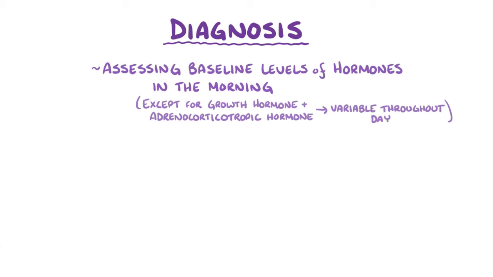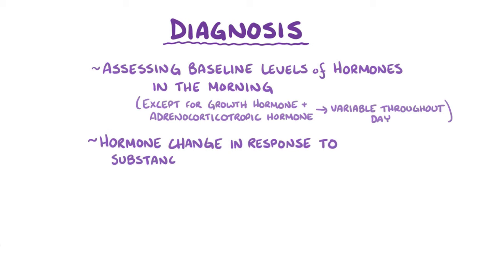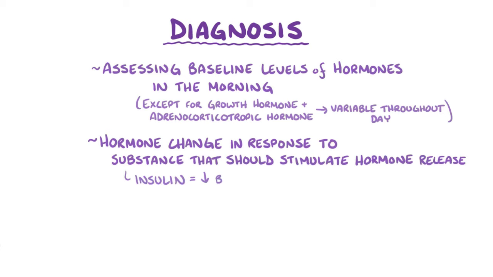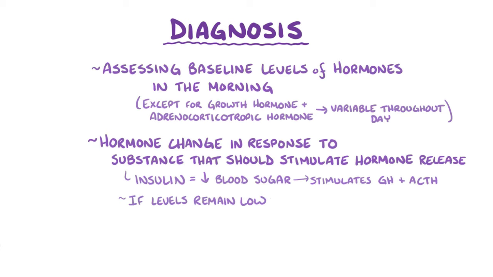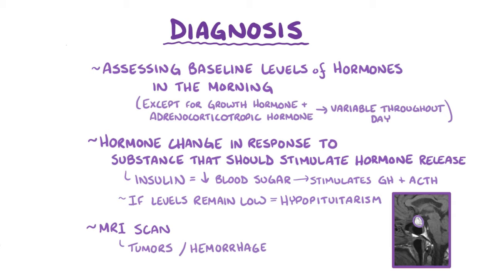Next, it's helpful to see how hormone levels change in response to a substance that should stimulate hormone release. For example, administering insulin should cause a drop in blood sugar, which in turn stimulates the release of growth hormone and adrenocorticotropic hormone from the anterior pituitary. If these hormone levels stay low despite the stimulatory effects of insulin, it might indicate hypopituitarism. Finally, MRI scans can help to look for possible causes of hypopituitarism, like tumors and hemorrhage.